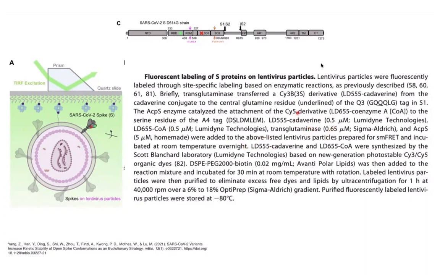Basically, they have ways that they can introduce specific labels in specific locations. And then by being careful about how much they use, they're able to get on average one of the spike protomers, so one of the individual units, labeled per spike protein. And this is going to allow them to study the dynamics.